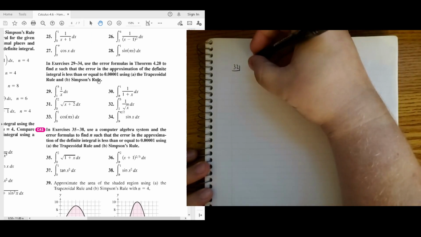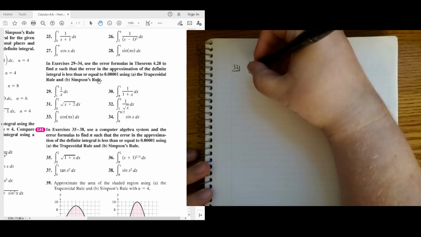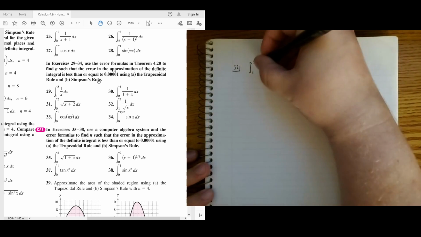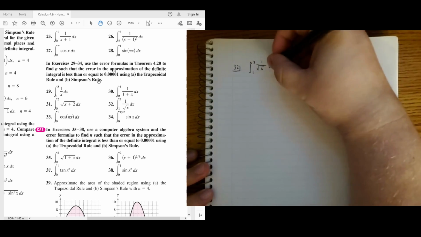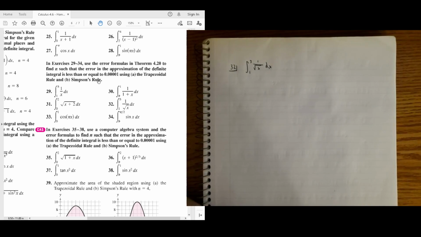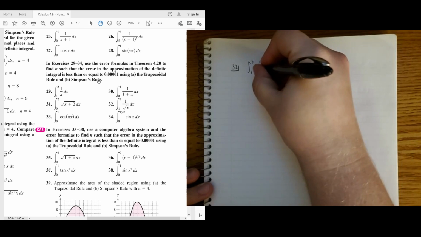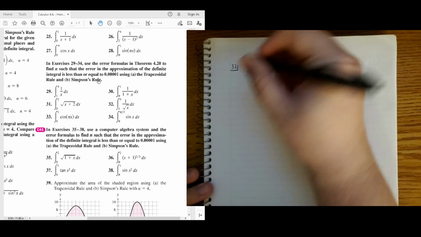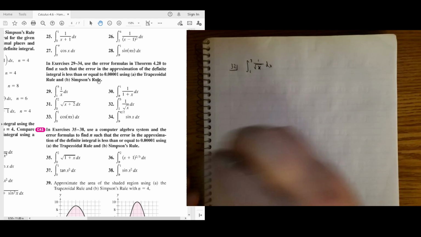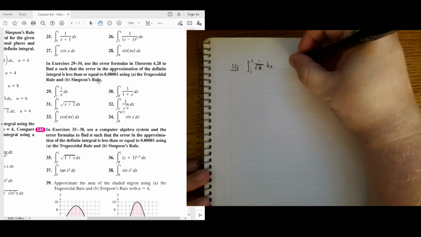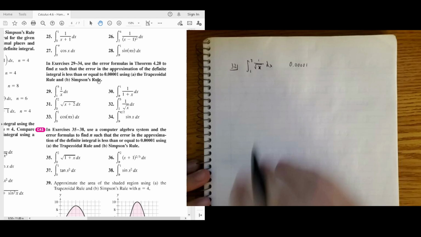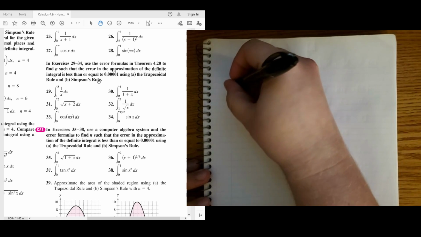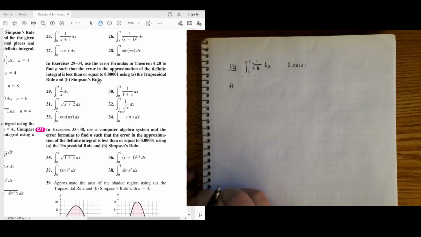And so let's take a look at number 32. It says we have the integral from 1 to 3 of 1 over the square root of x dx. So for our function, we're going to determine what type of error we're going to have, given if we wanted to determine, for example, in this case, 0.123401. And we're going to do it first with Simpson's rule, and then secondly with the trapezoidal rule. Sorry, backwards. Okay, let's do it.